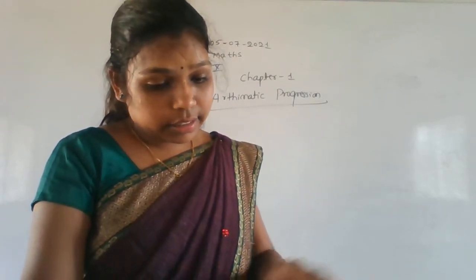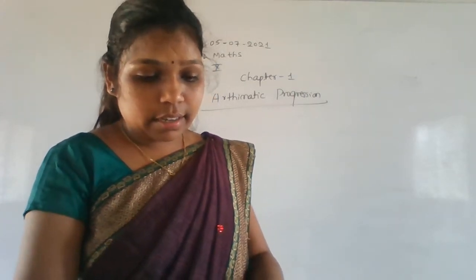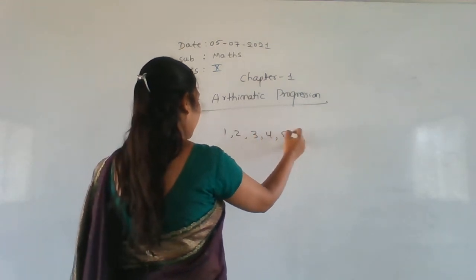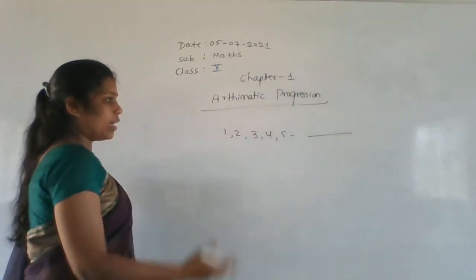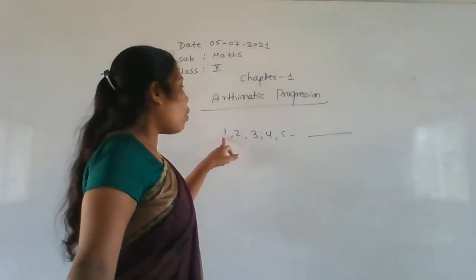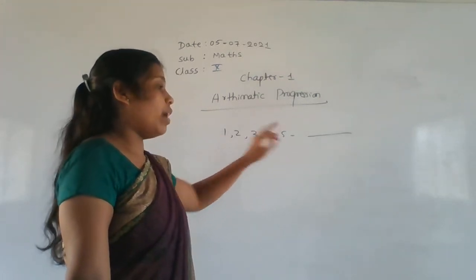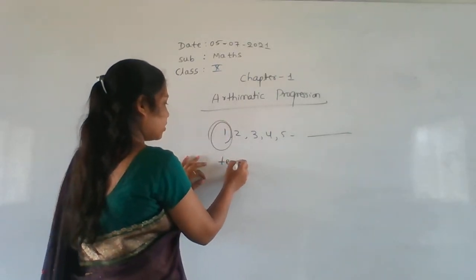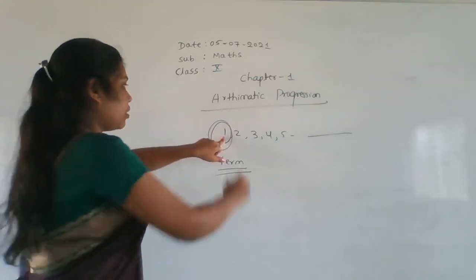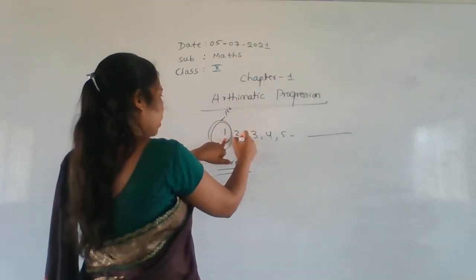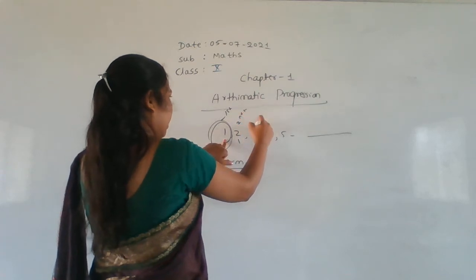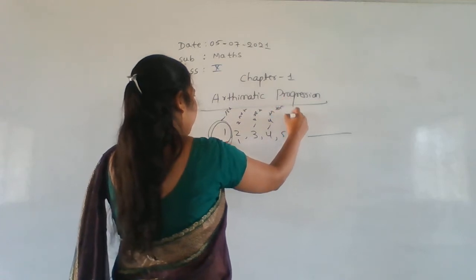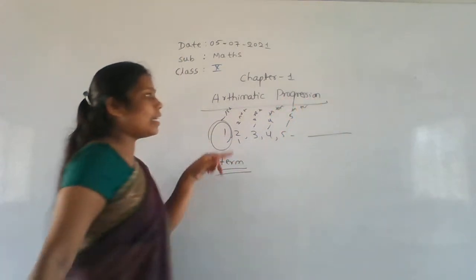In arithmetic progression, we can write numbers like this: 1, 2, 3, 4, 5, and so on. The last you can take anything. What do we call each of these numbers? Each number is a term. This is the first term, this is the second term, this will be the third term, this will be the fourth term, and this will be the fifth term. Like that we can call them.